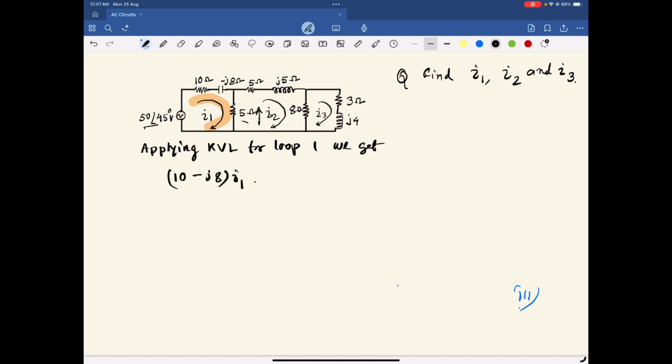Next is 5 ohms plus 5. I1 is flowing in this direction and I2 is flowing in the upward direction. So just I1 minus I2. This is equal to 50 angle of 45 degrees. So voltage in polar form.